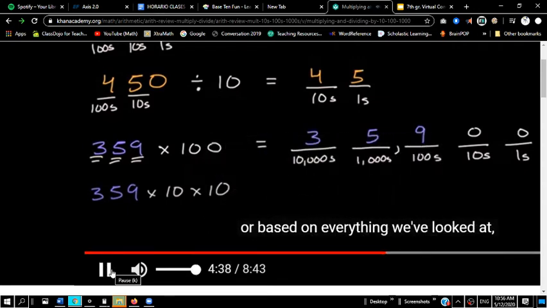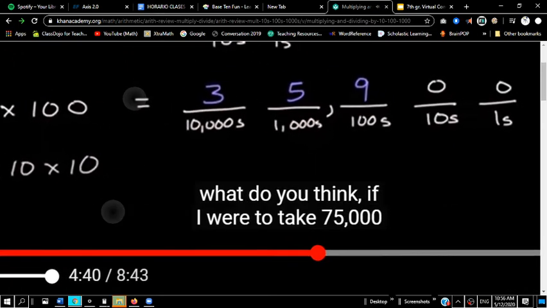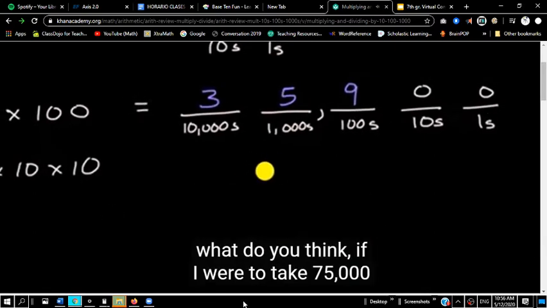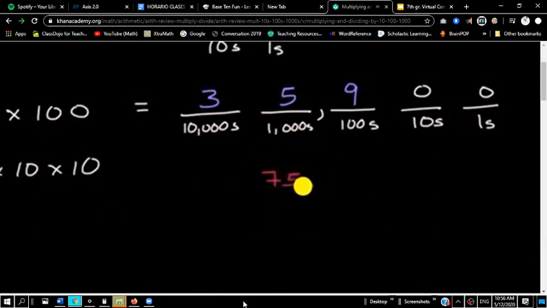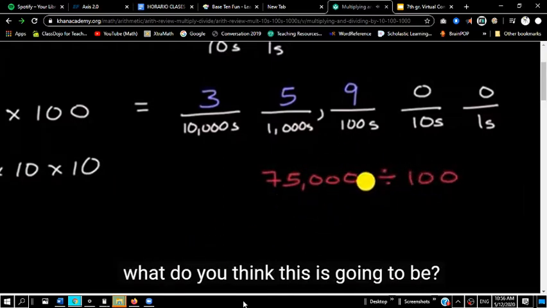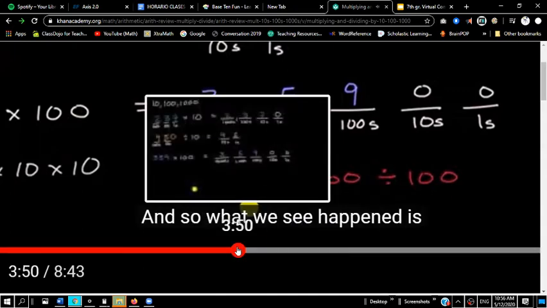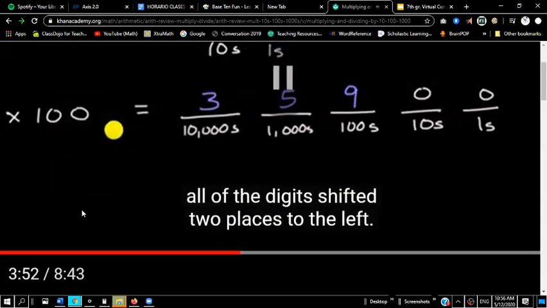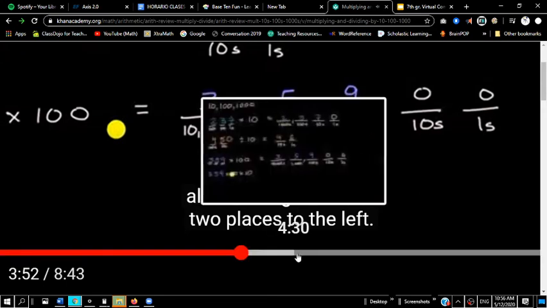What do you think, based on everything we've looked at, what do you think if I were to take 75,000 and I wanted to divide it by 100? What do you think this is going to be? Pause the video and see if you can work it out. Is all of the digits shifted? Why don't you pause that? What do you guys think that might be?